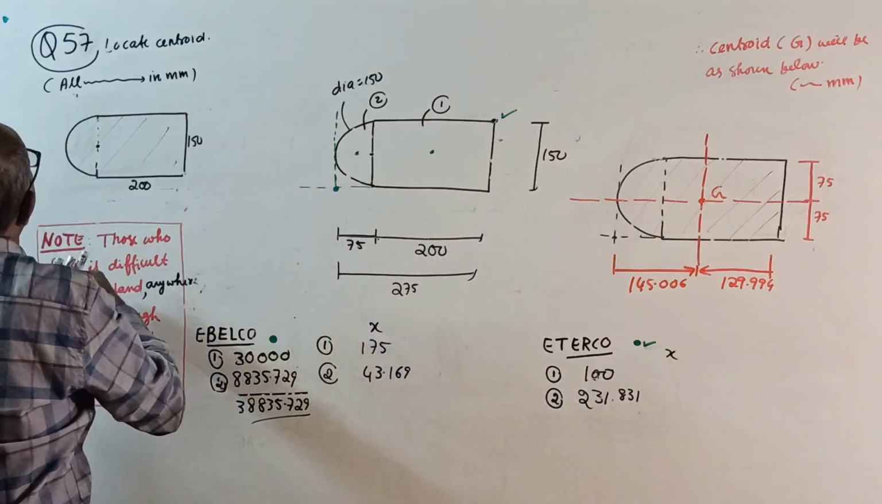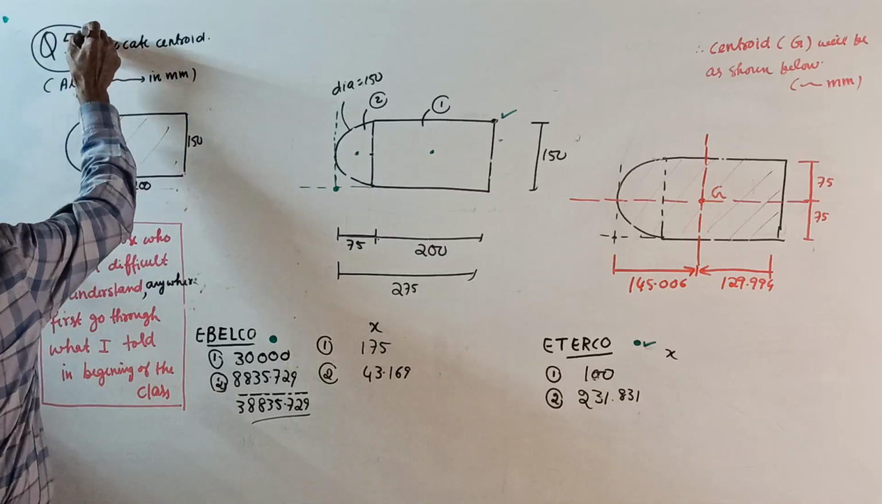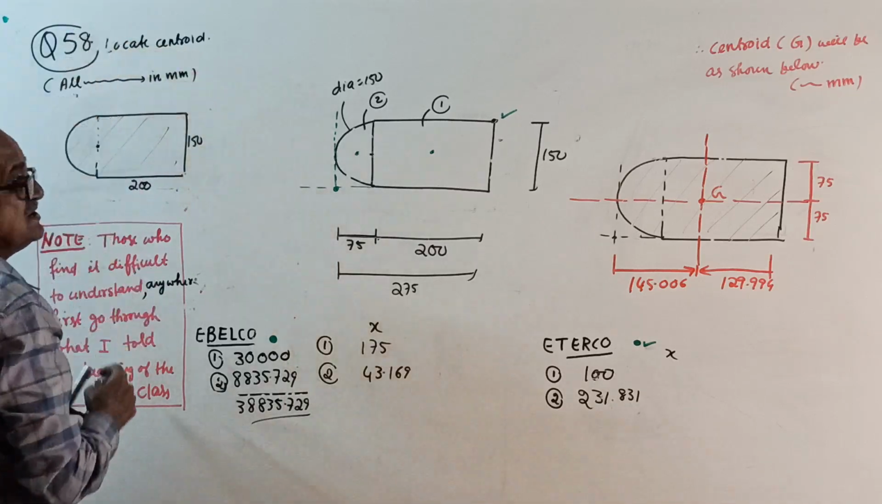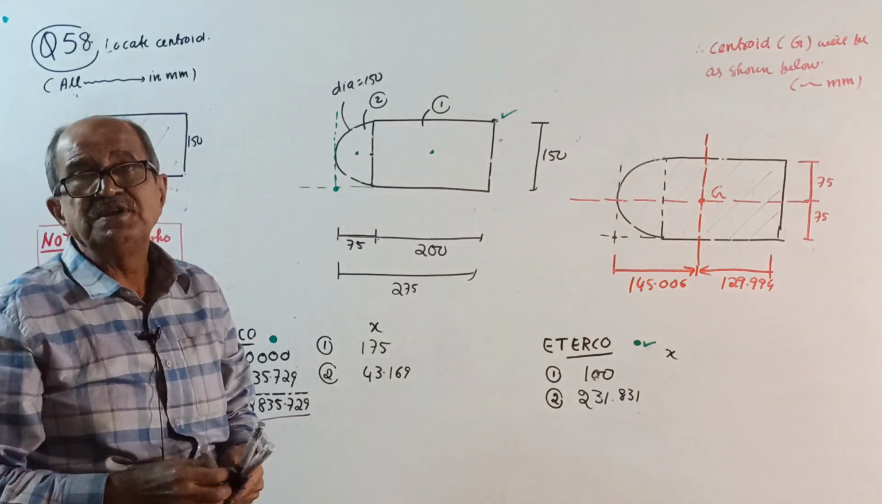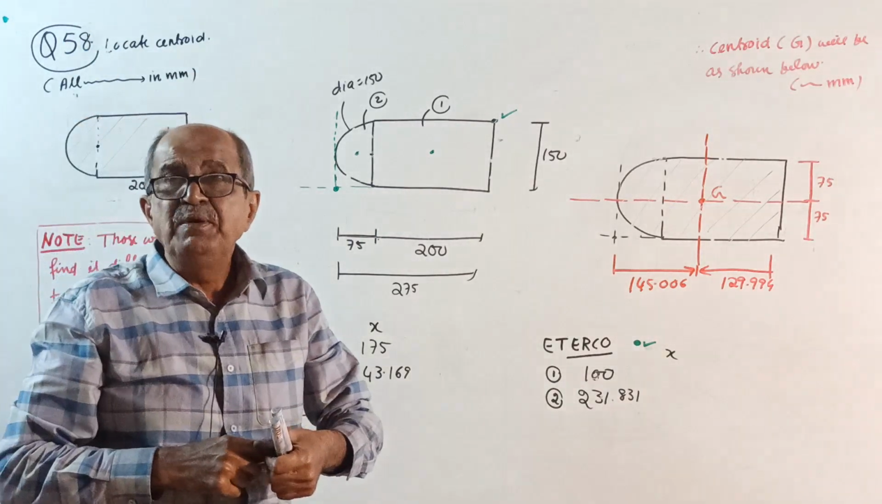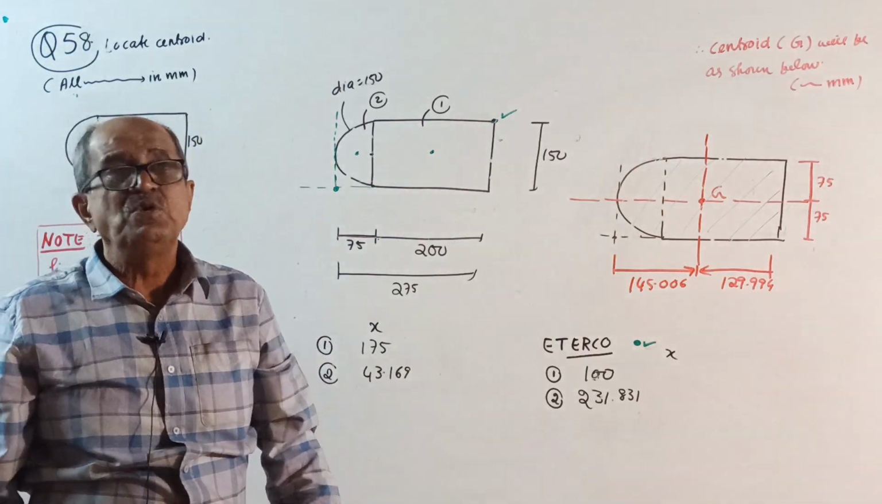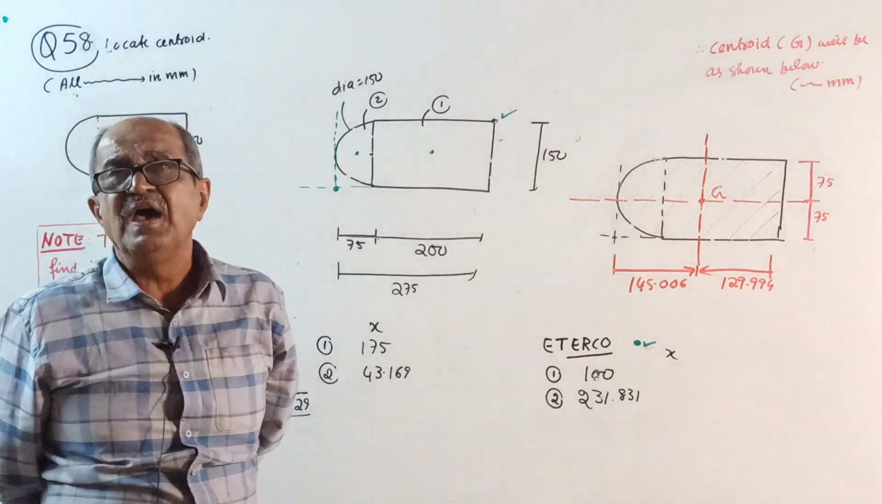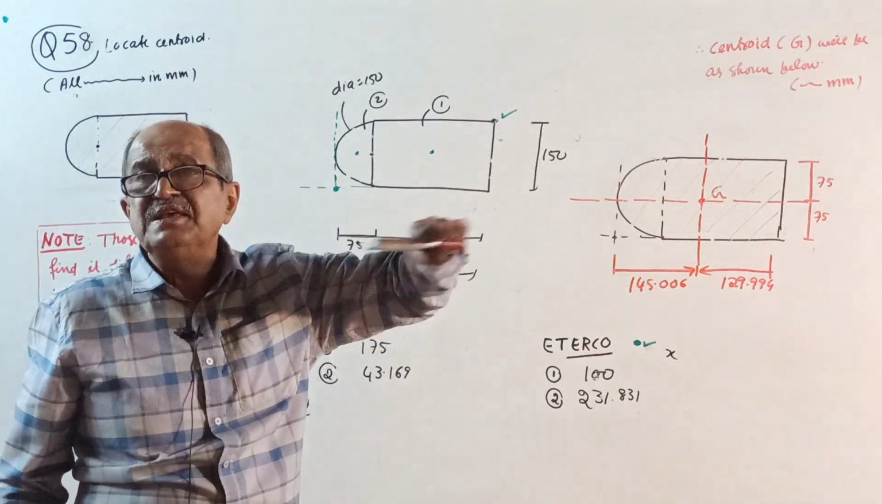Now 58. I decided on 6 questions per class. If there is too much calculation, 4 questions. If very, very easy, 8 questions. If further very easy ones are there, 10 questions. That way the series will continue.